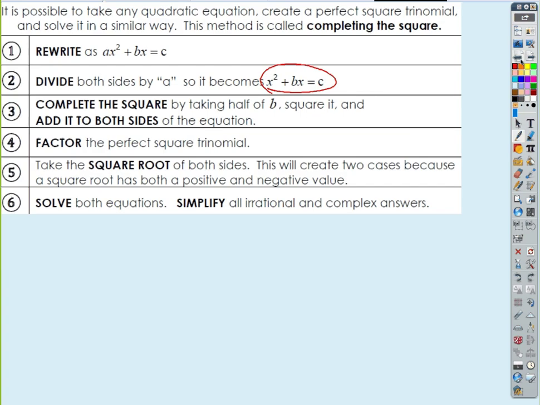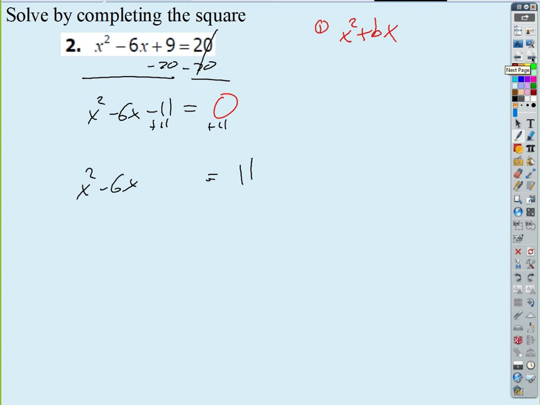What next? Okay, so what's next is we're going to complete the square by taking half of b and squaring it, adding that number to both sides. So, what is half of b? What's b here? b equals negative 6. So b over 2 is negative 3. Okay, so then we want to add negative 3 squared to both sides. Well, what is negative 3 squared? 9. So I'm just going to add 9 to both sides. Okay, on the right side we just get 20.